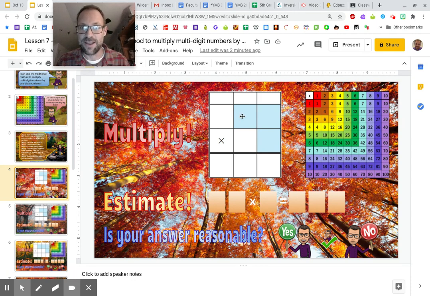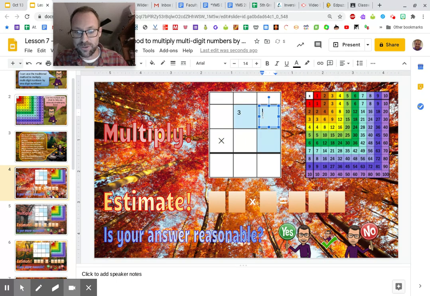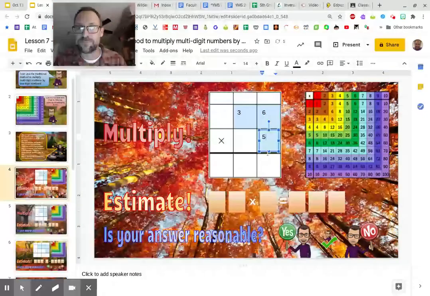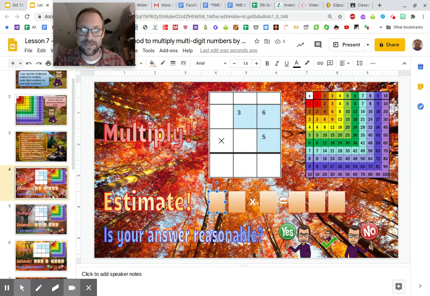All right, here I am. I'm going to click on the text box inside of each square, one digit per box. So let's just go ahead and make up a number. How about 36 times 5? How about that? All right, now that I have my problem, I have to go down here and estimate.